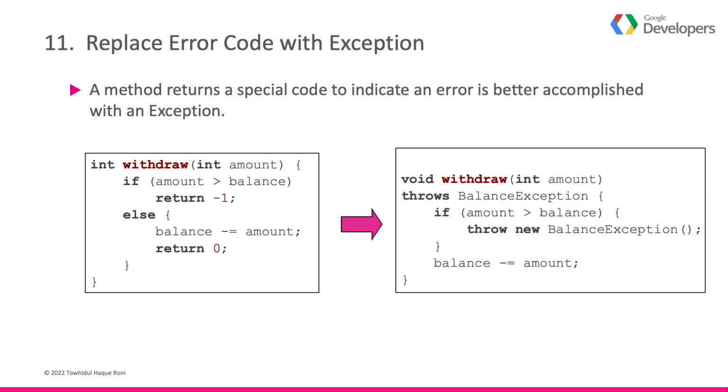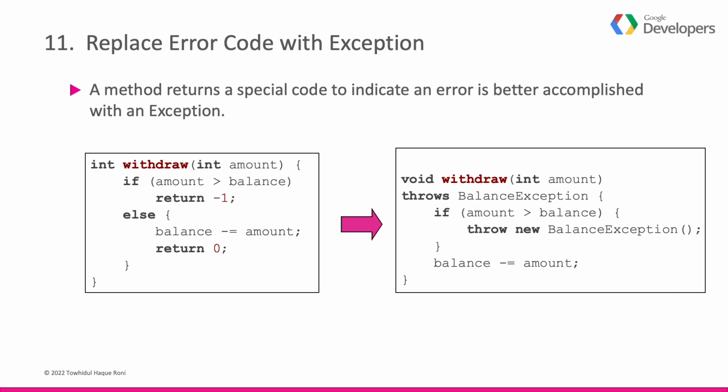Instead of returning a special error code, which can lead to unclear and error-prone code, exceptions provide a more structured and expressive approach to dealing with errors. Consider the original method that returns an error code. To enhance clarity and make error handling more robust, we use exceptions. In the refactoring, the method now throws a balance exception if the withdrawal amount exceeds the balance.